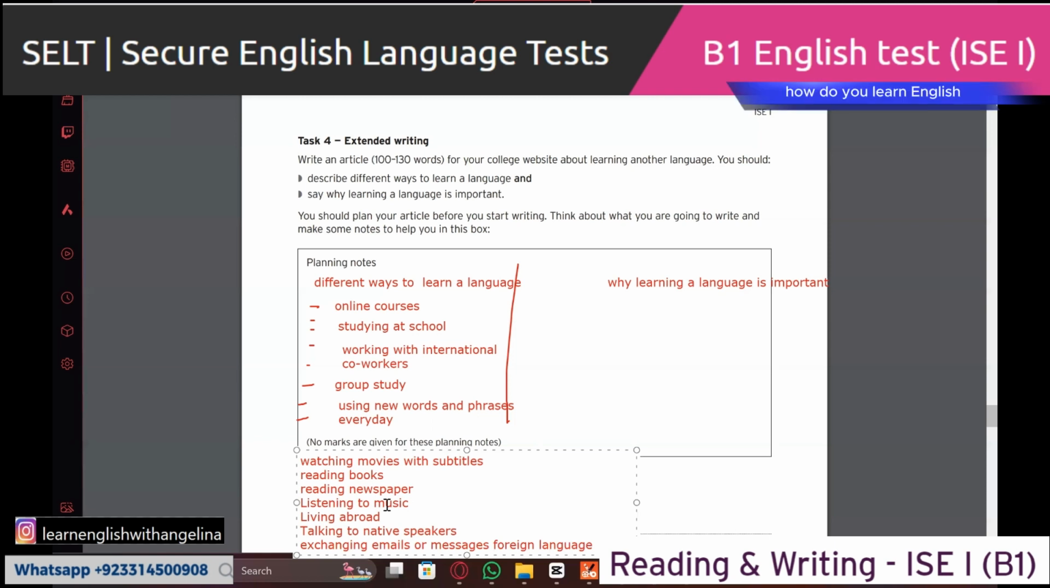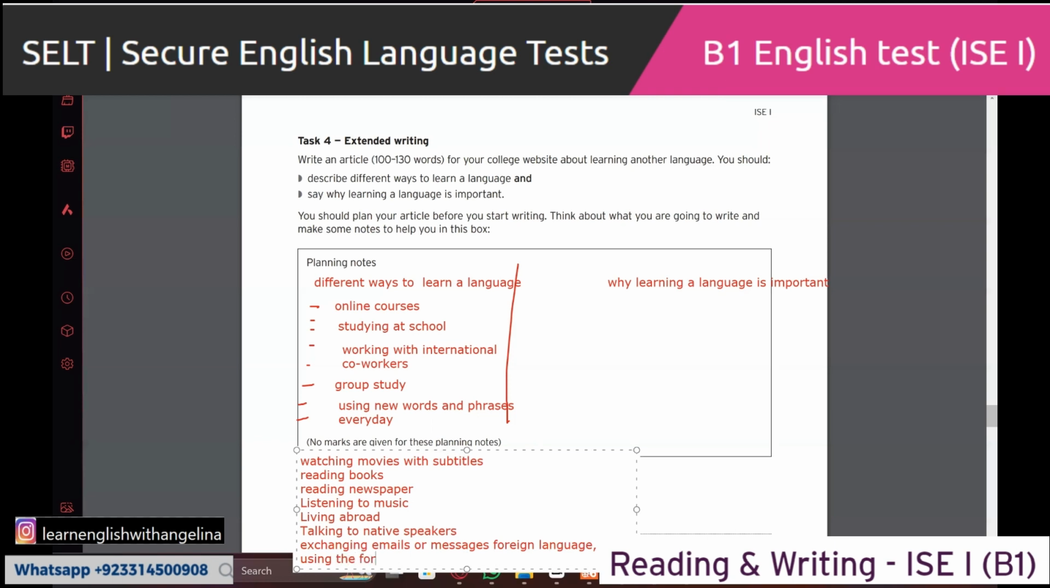How do you learn English? We can learn English by watching videos, or try listening to podcasts daily also. Or maybe we can try to talk in our daily routine. Then we will learn using new words and phrases every day, using that language in day-to-day life.